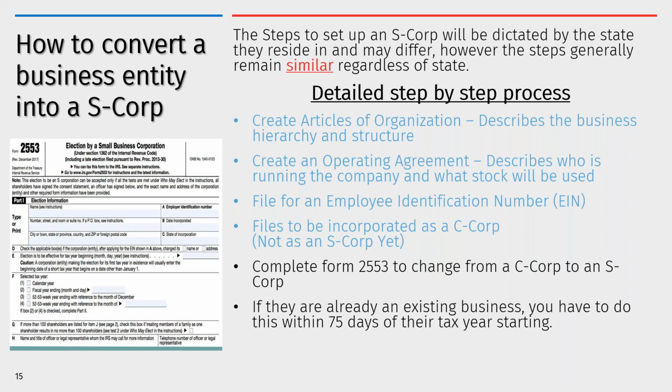Step 2 is going to be create an operating agreement. You're going to describe who's running the company and what stock will be used. I would not get too hung up on the stock types. They're on the forms that you have to use to get them set up as a C Corp. You're just going to select one stock option. Just make sure you don't select one that goes against the requirements for getting it to an S Corp, which is that they can only have one class of stock. They can't have voting, non-voting, operating, non-operating. So don't even really worry about that too much. Just pick the standard stock and only have that one option.